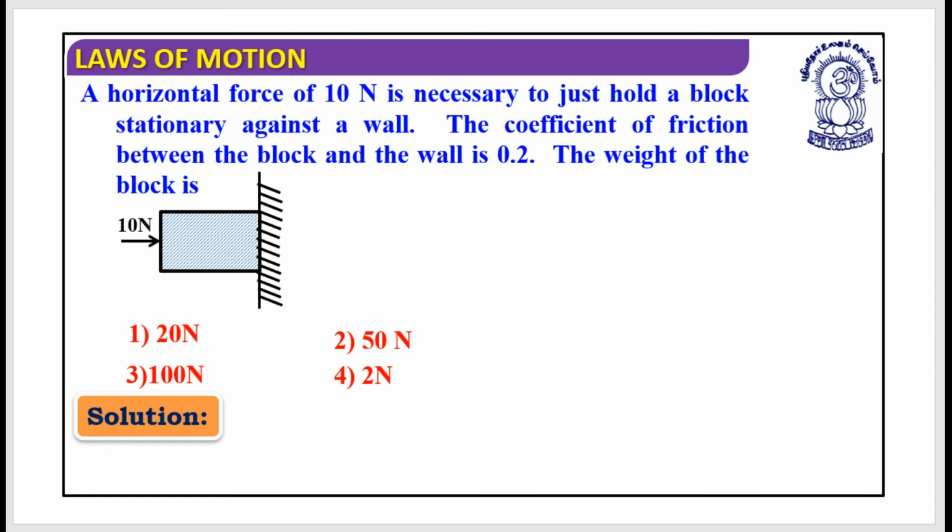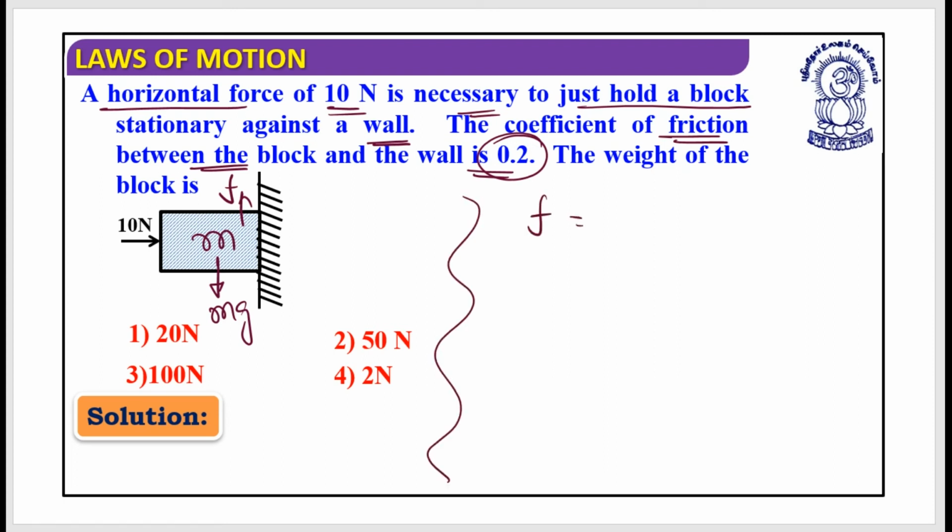It says that a horizontal force of 10 Newton is necessary to just hold a block stationary against a wall. The coefficient of friction between the block and the wall is 0.2. What I need to find out is the weight of the block. Okay, great. So this is mass m, this would be the mg, and this would be the friction. If F is equal to mg, then the block is not going to move anywhere, not on horizontal, not on vertical.